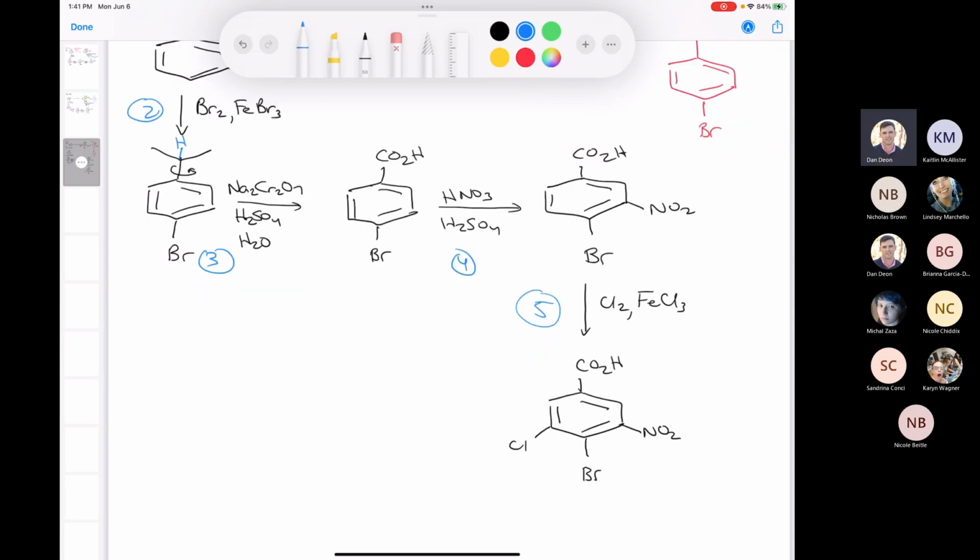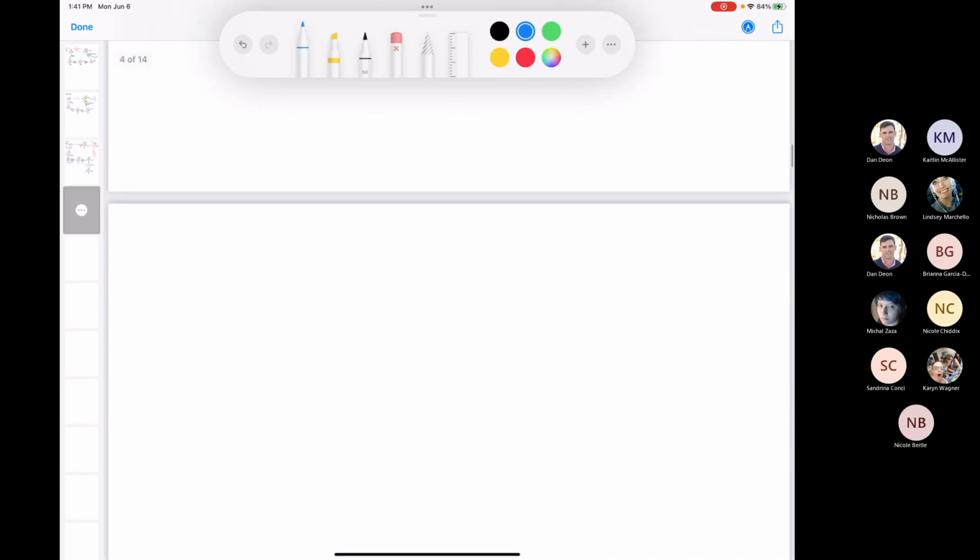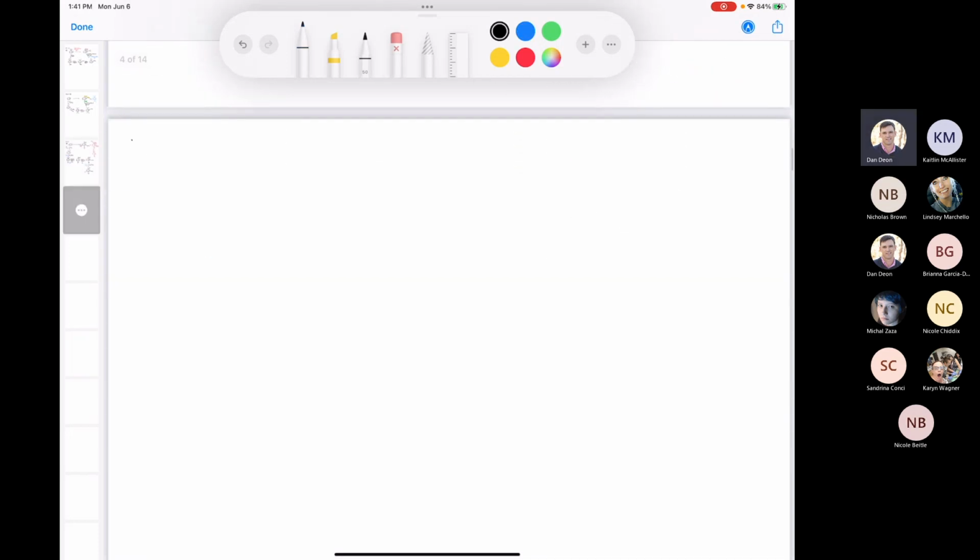Let's see. There was another one I wanted to try with you. Oh, I wanted to try something that involves SNAR in a little nuance. It was 18.67F. So let's see here, 18.67F. I thought this was a good one.